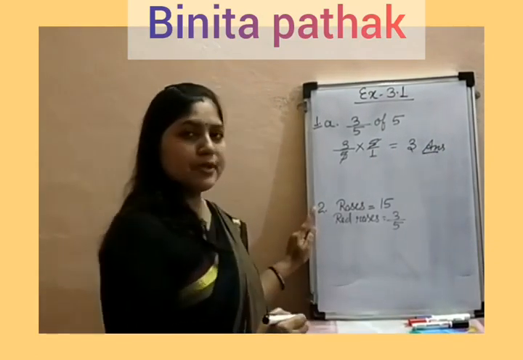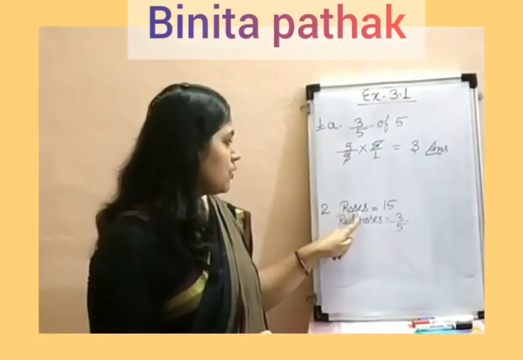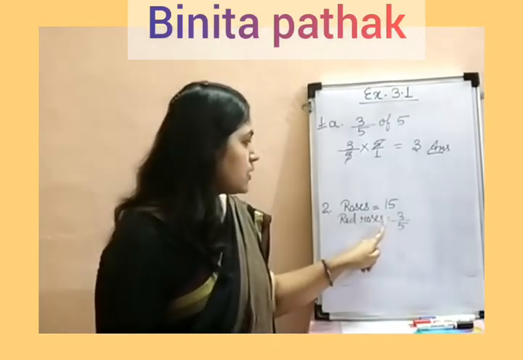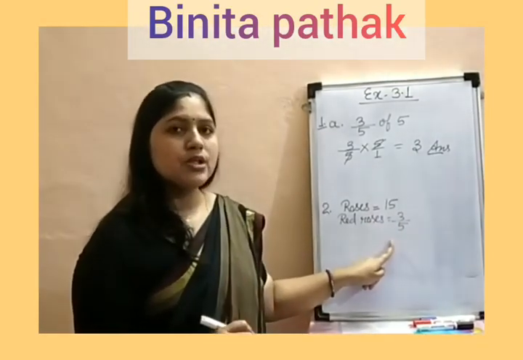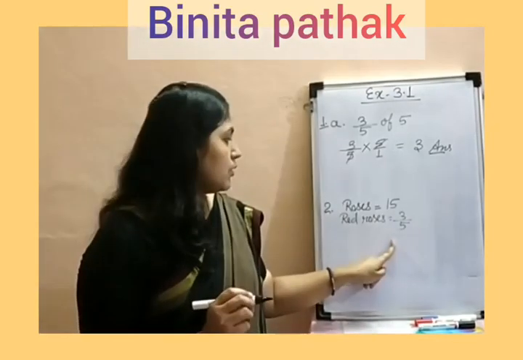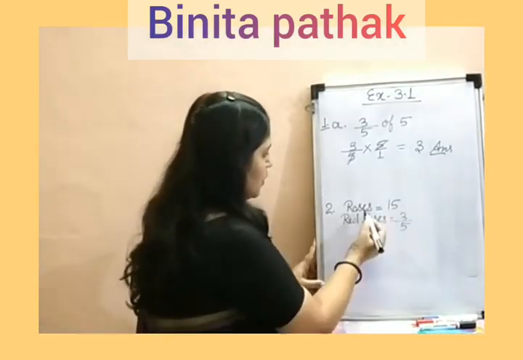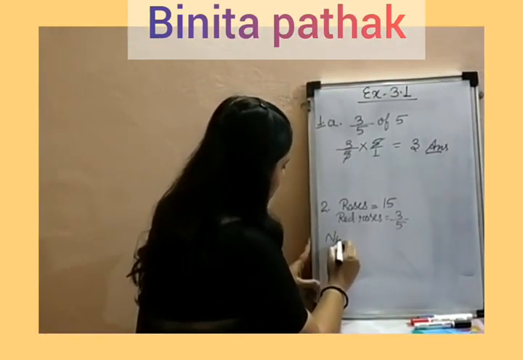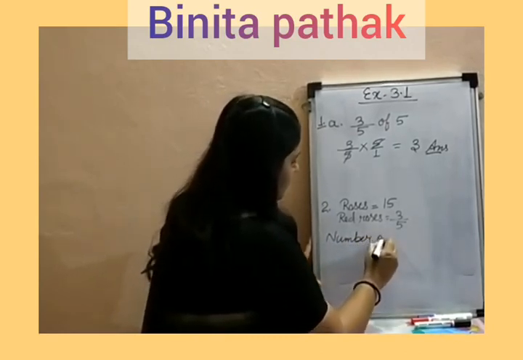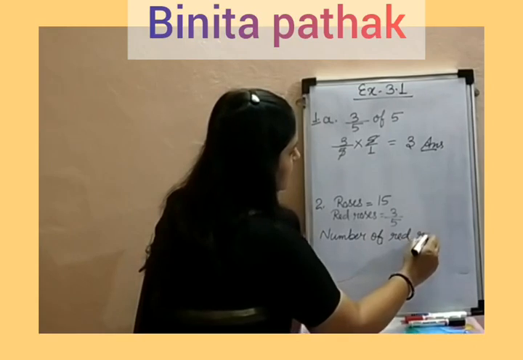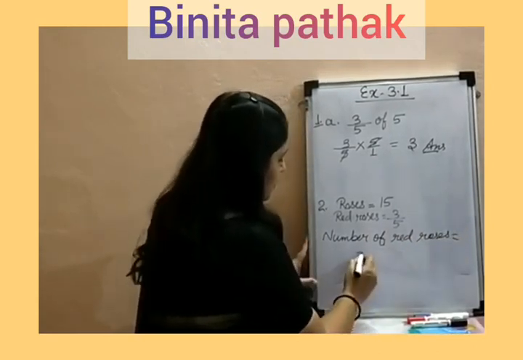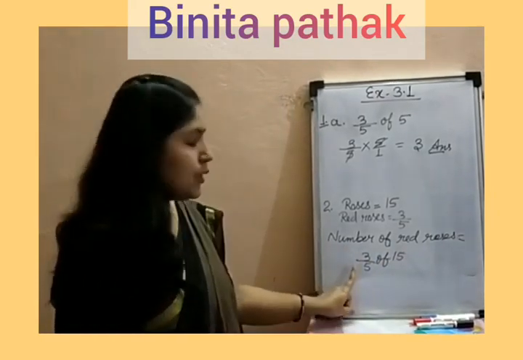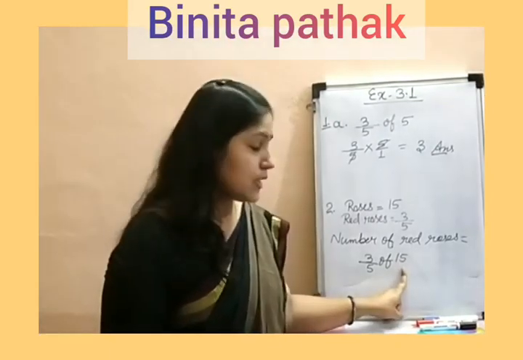Now the next question, that is a word problem. Rama has arranged 15 roses in a flower vase, and the fraction of red roses is 3 upon 5. So the question is, what is the total number of red roses? So roses are 15 and red roses are 3 upon 5. So the number of red roses equals 3 upon 5 of 15. The fraction 3 upon 5 of the total number of roses, that is 15.